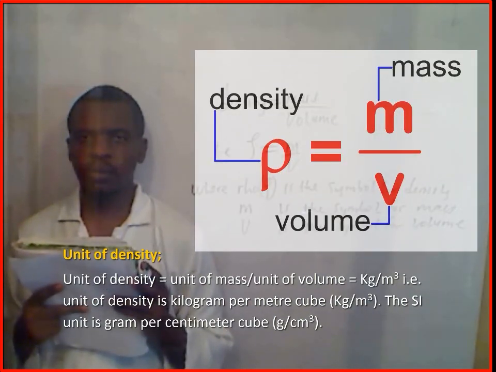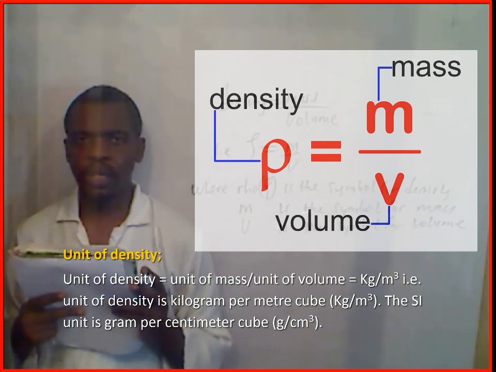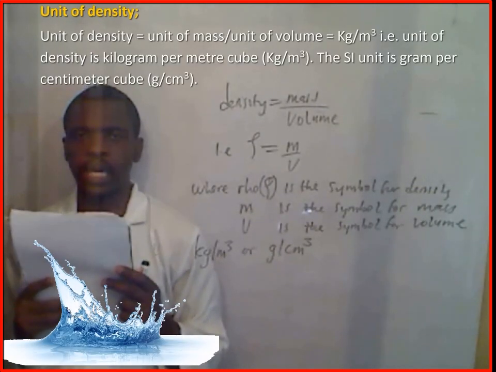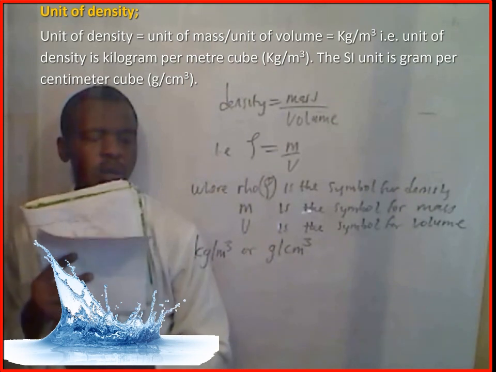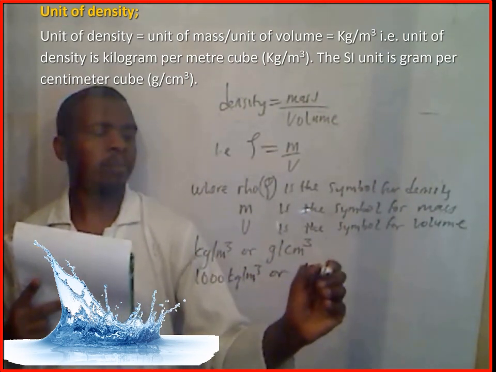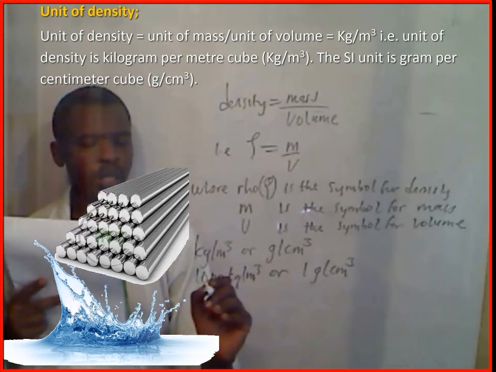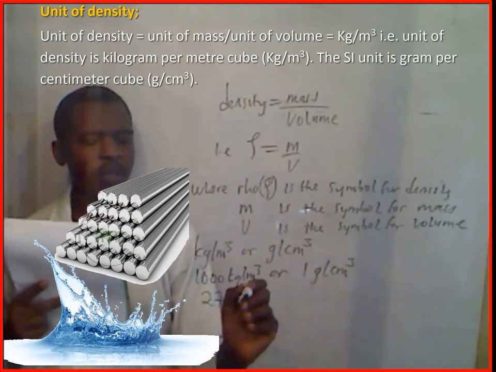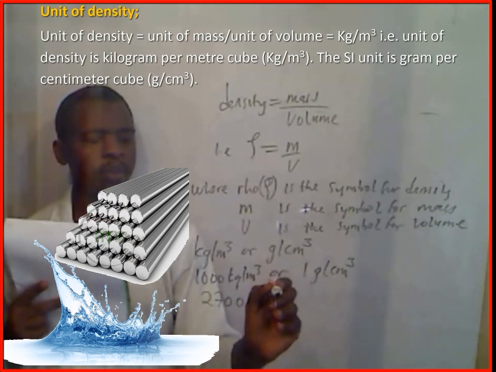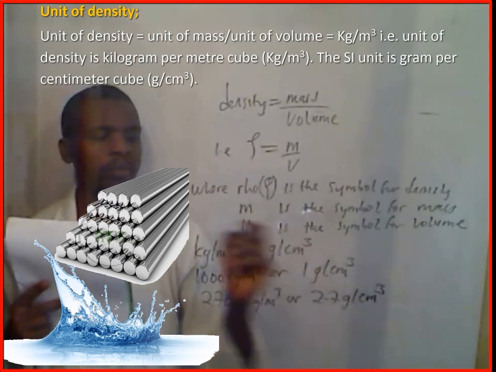Units of density. The SI unit for density is kilogram per meter cube. Another unit is gram per cm cube. The density of water is 1000 kilogram per meter cube or 1 gram per cm cube. The density of aluminium is 2700 kilograms per meter cube or 2.7 grams per cm cube.